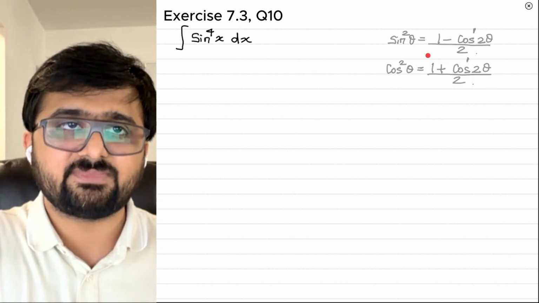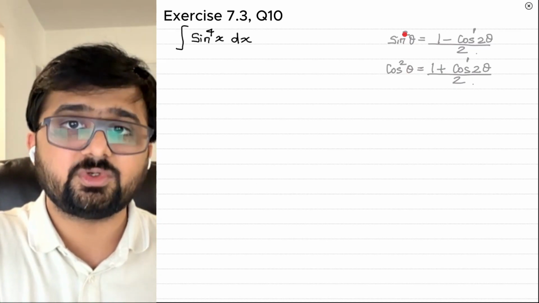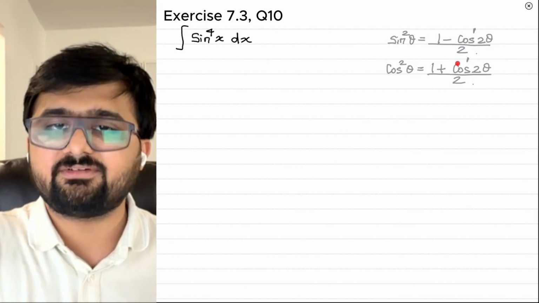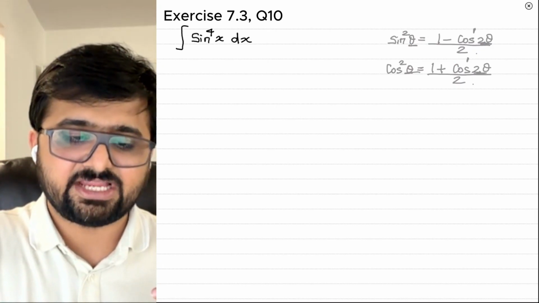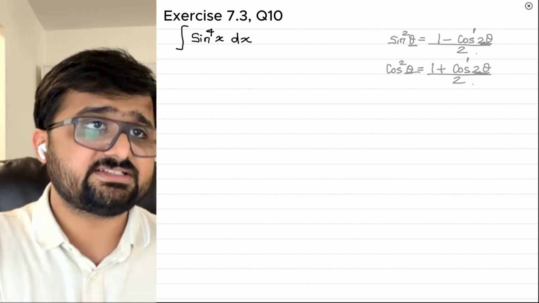For sine square it is minus, for cos square it is plus, but it converts your power 2 into power 1 in both the cases. But remember that the angle is double on the right hand side, okay? That angle becomes double, okay? So let's apply that formula here.